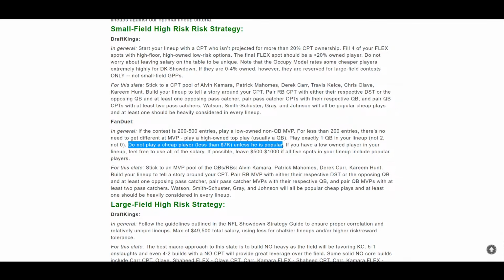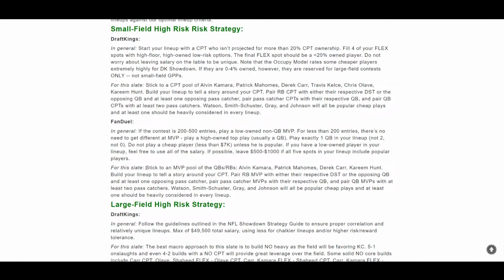These are very specific guidelines to build small field GPPs in FanDuel. It makes it extremely easy to build. If you have a low-owned player in your lineup, under 20%, feel free to use all the salary. If possible, leave $500 to $1,000 if all 5 spots in your lineup include popular players. Doesn't get much easier than that as far as a framework goes for small field GPPs on FanDuel.